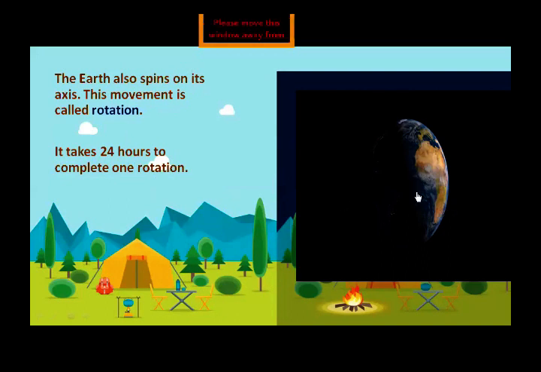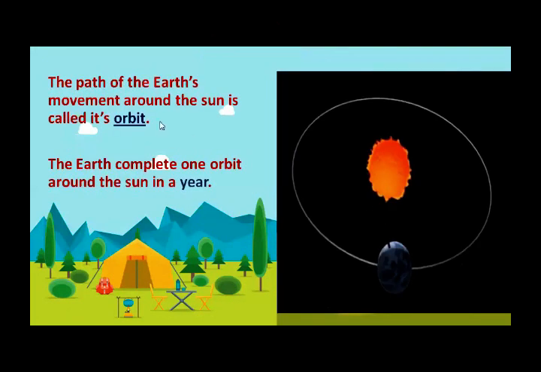When Earth spins on its own axis, this movement is called rotation, and rotation takes 24 hours. But when the Earth moves around the sun, this path is called orbit, and this takes 1 year. Beta, remember this point: the Earth completes one orbit around the sun in a year.